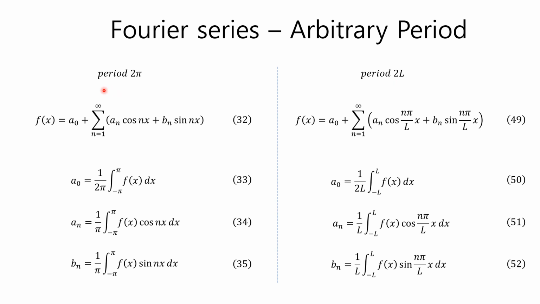The Fourier series with fundamental period 2 pi can be expressed as equation 32, as seen previously, and the Euler formula of the coefficients in equation 32 can be expressed as equations 33, 34, and 35. On the other hand, a periodic function with an arbitrary period of 2L instead of a period of 2 pi can be expressed as a Fourier series as shown in equation 49. The Euler formulas for the Fourier coefficients a0, an, and bn can be expressed as equations 50, 51, and 52.